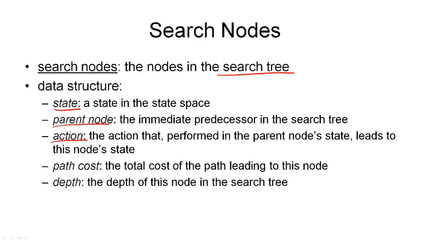Then we have to store an action in a search node. That is the action that gets us from the parent node to this node. Or more precisely, from the parent node's state to this state. Then we also want to store the path cost in a search node. That is the total cost of the path leading to this node in the tree. And finally, we can store the depth in the tree as part of the node, which allows us to do, for example, a simple cutoff if we go too deep in the search tree. So these are the 5 components that make up a search node: the state, the parent node, the action, the path cost, and the depth.